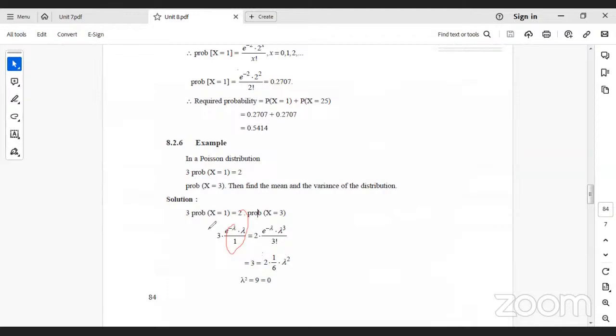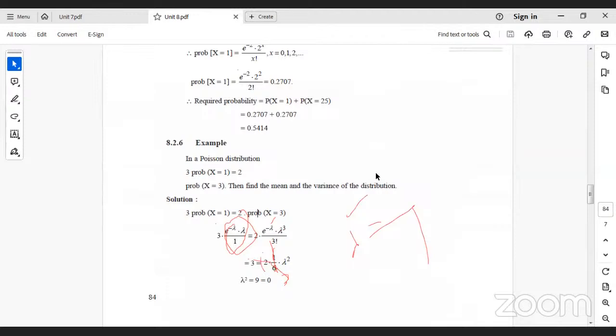So 3 into e power minus 1 into 1 by 1, that is 3; then 2 into e power minus 2. That is the total value we are taking, by 1/6 lambda square. Lambda cube divided by lambda gives lambda square. Clear? Yes sir. After value substitution and cancelling, 3 into 3, the total is 9. Lambda square is equal to 9.